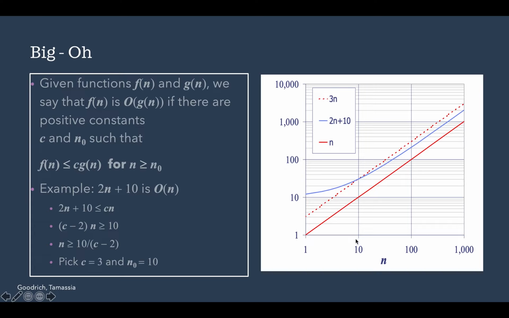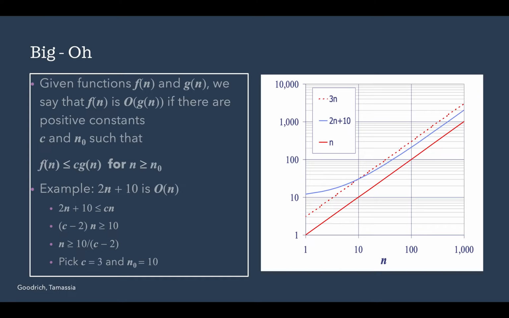So this point is called n naught. Here you can see n naught is equal to 10 and c is equal to 3. So how will you compute that? 2n plus 10 is big O of n. You have to prove it. How can I tell that 2n plus 10 is big O of n? If I get some function, as we did for arrayMax, we got 8n minus 2, right?